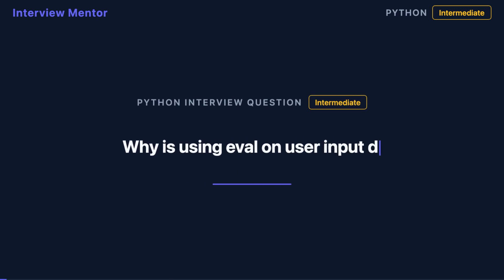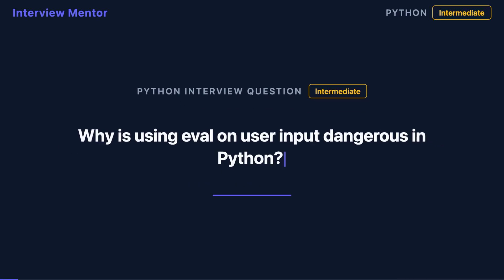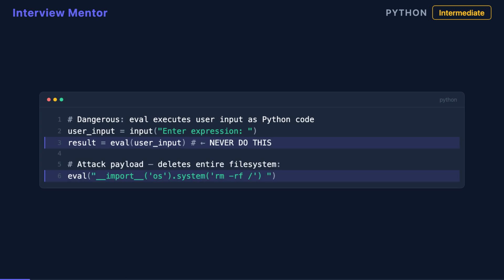What if one line of user input could let a stranger wipe your entire server? The eval function takes a string and executes it as live Python code. Pass user input to eval, and you're handing an attacker full control of your program. There's no sandbox. Valid Python runs immediately.